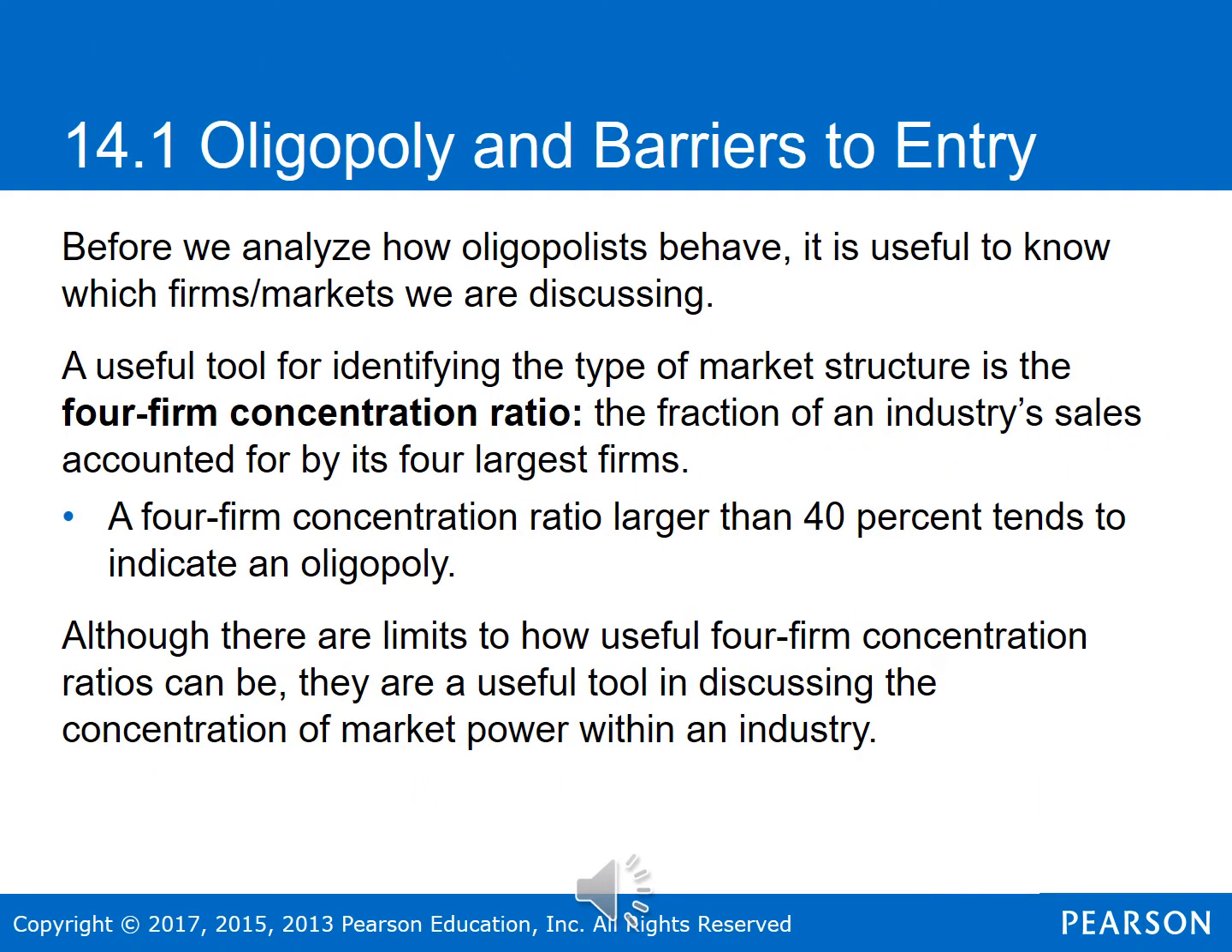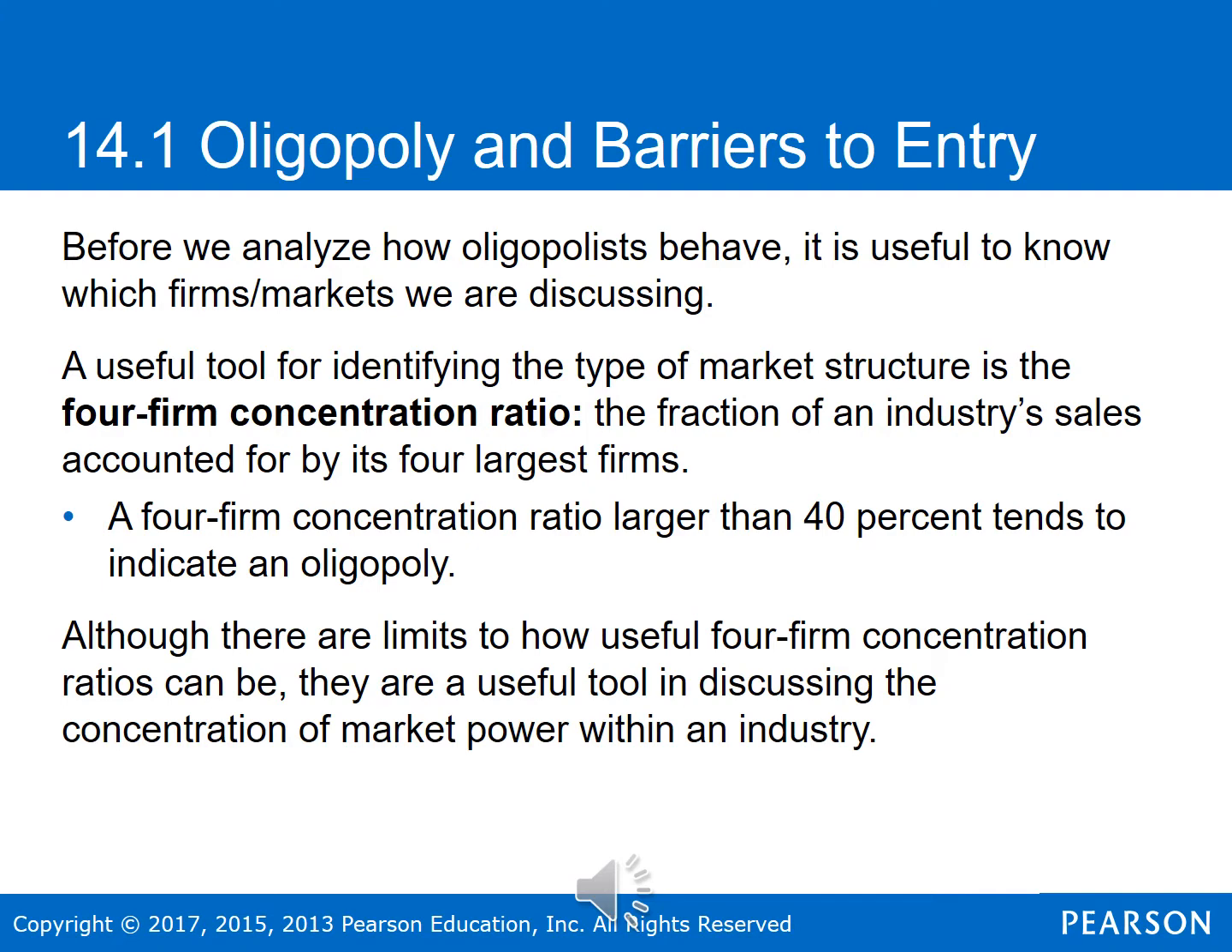Before we analyze how oligopolists behave, it's useful to know what firms and what type of markets we're discussing. So now, a useful tool to identify the type of market structure that we're going to study in this chapter is what's called the four-firm concentration ratio. Now, this is the fraction of an industry's sales that are accounted for by the four largest firms in that industry.